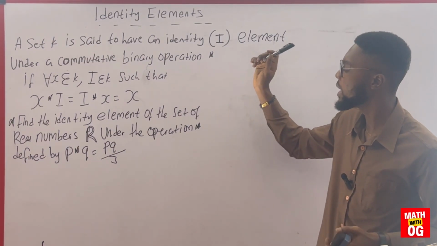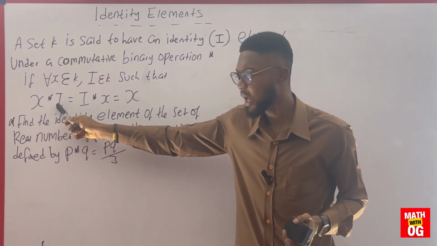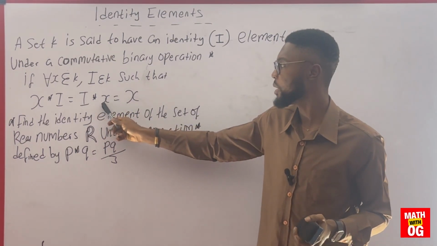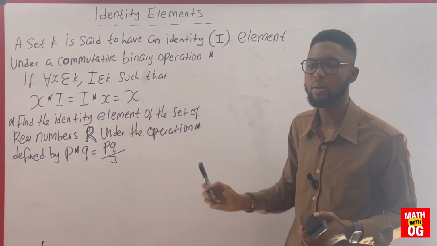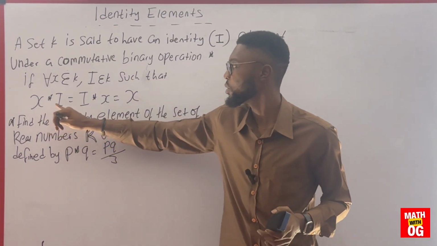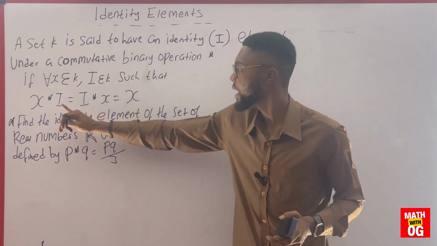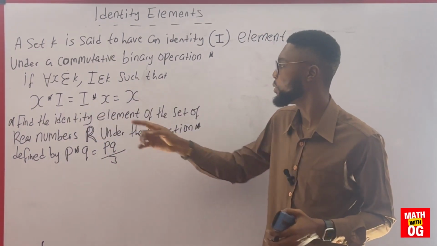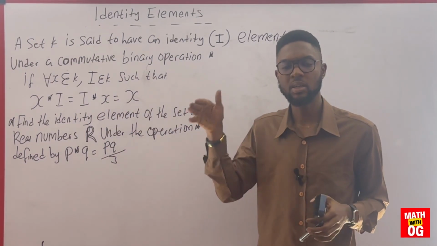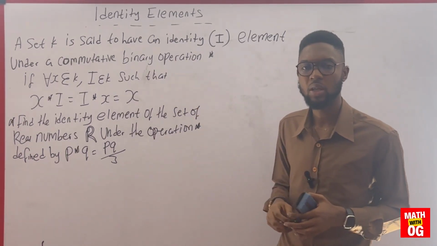So any element x operating on I is equal to I operating on that element, and we always get that particular element. We call this identity element. So x operating on I gives you x, and I operating on x gives you x. This I is an identity element because it operates on x and does not change it. If you input 2, you still get 2. So the element that operates on 2 to still give you 2 is called the identity element.